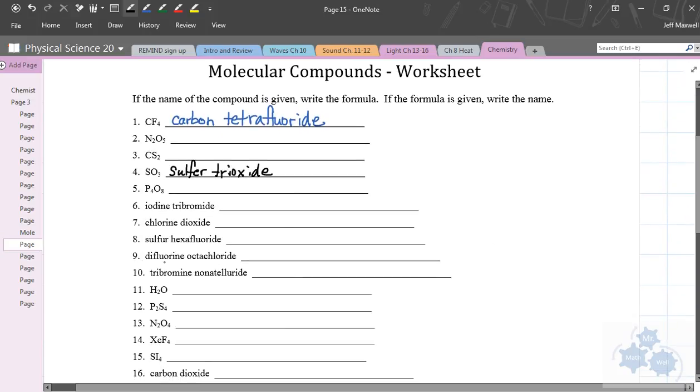And let's skip down to number 9 then. Difluorine. So we have 2 parts there, di and fluorine. Which prefix, what number does di refer to? 2. So we've got F2. Don't put the 2 in front. The 2 always has to be a subscript. Difluorine. And then octa. Which one is octa? Right, like octopus, 8 tentacles. So octa chloride. So what do I write? Cl8 as a subscript.